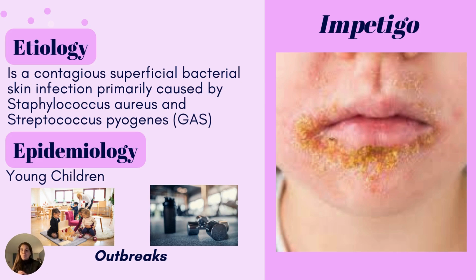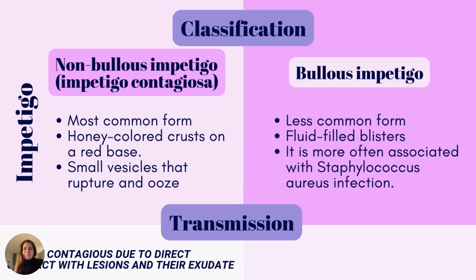It is most commonly seen in children, but it can occur in adults as well. It is more prevalent, as I mentioned before, in warm, humid climates and during the summer months. It is easily spread through direct contact with infected lesions or by sharing personal items such as towels, clothes, or toys. The outbreaks are common in settings such as gyms, daycares, and schools.